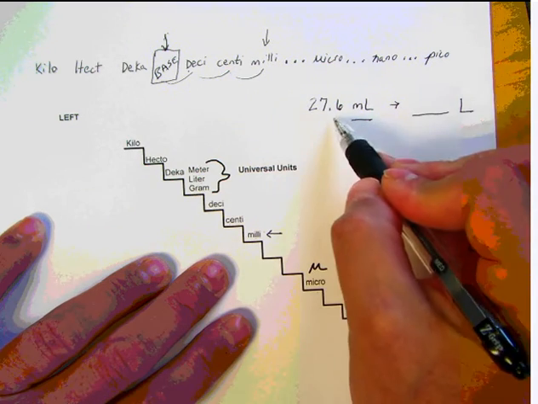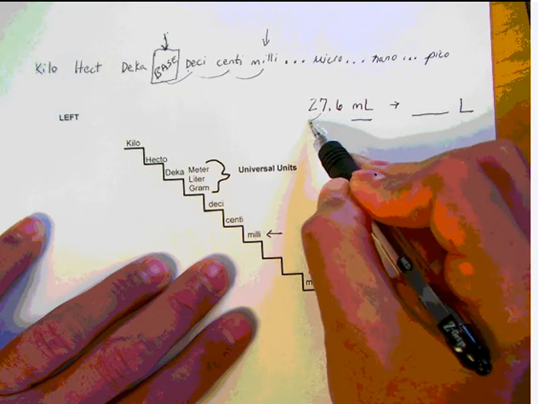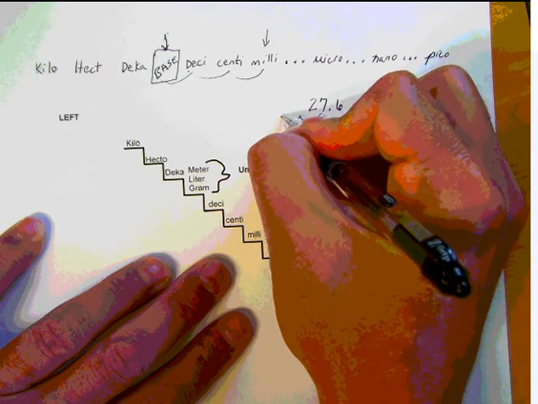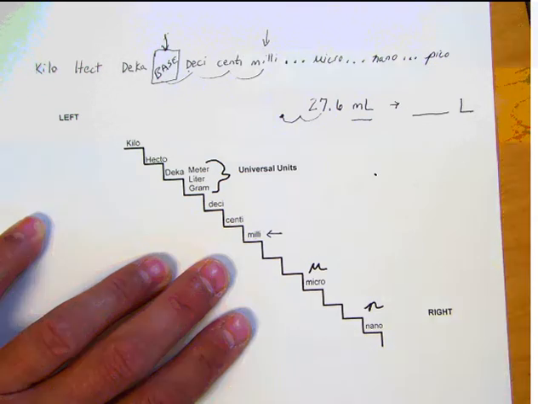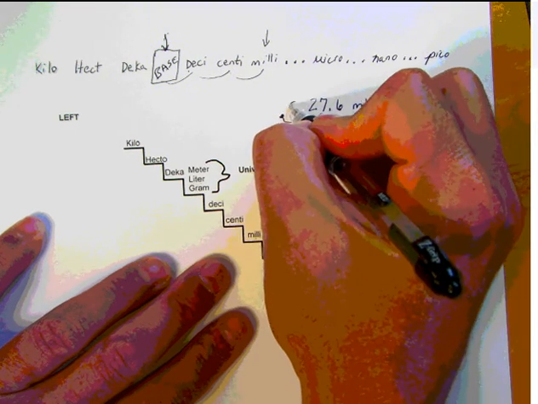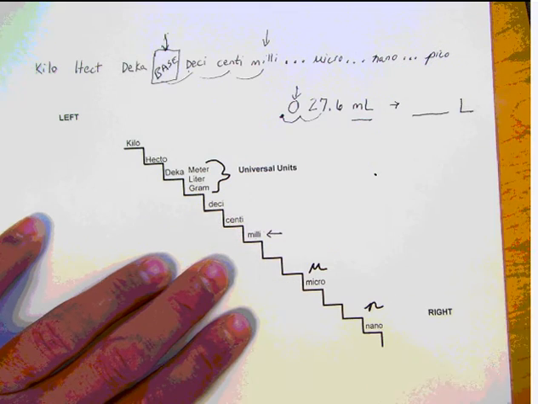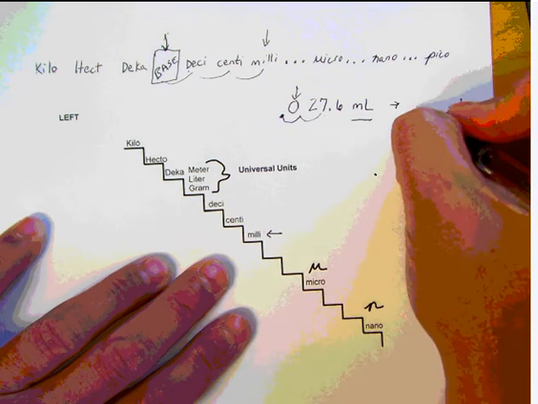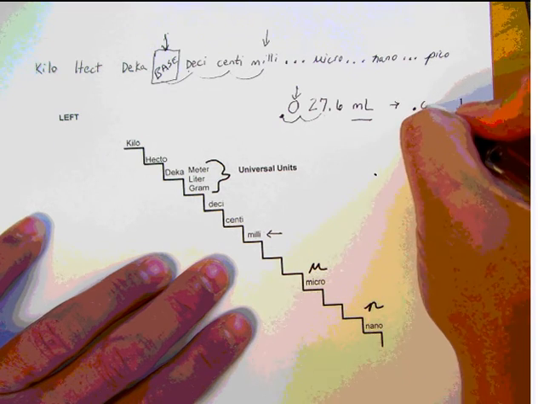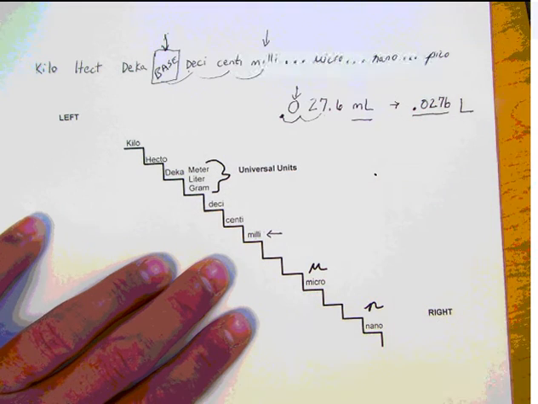So I look at my original number. 1, 2, 3. And that's where my decimal point ends up. You have to put a placeholder 0 in there once you move it. So my new number in liters is 0.0276 liters.